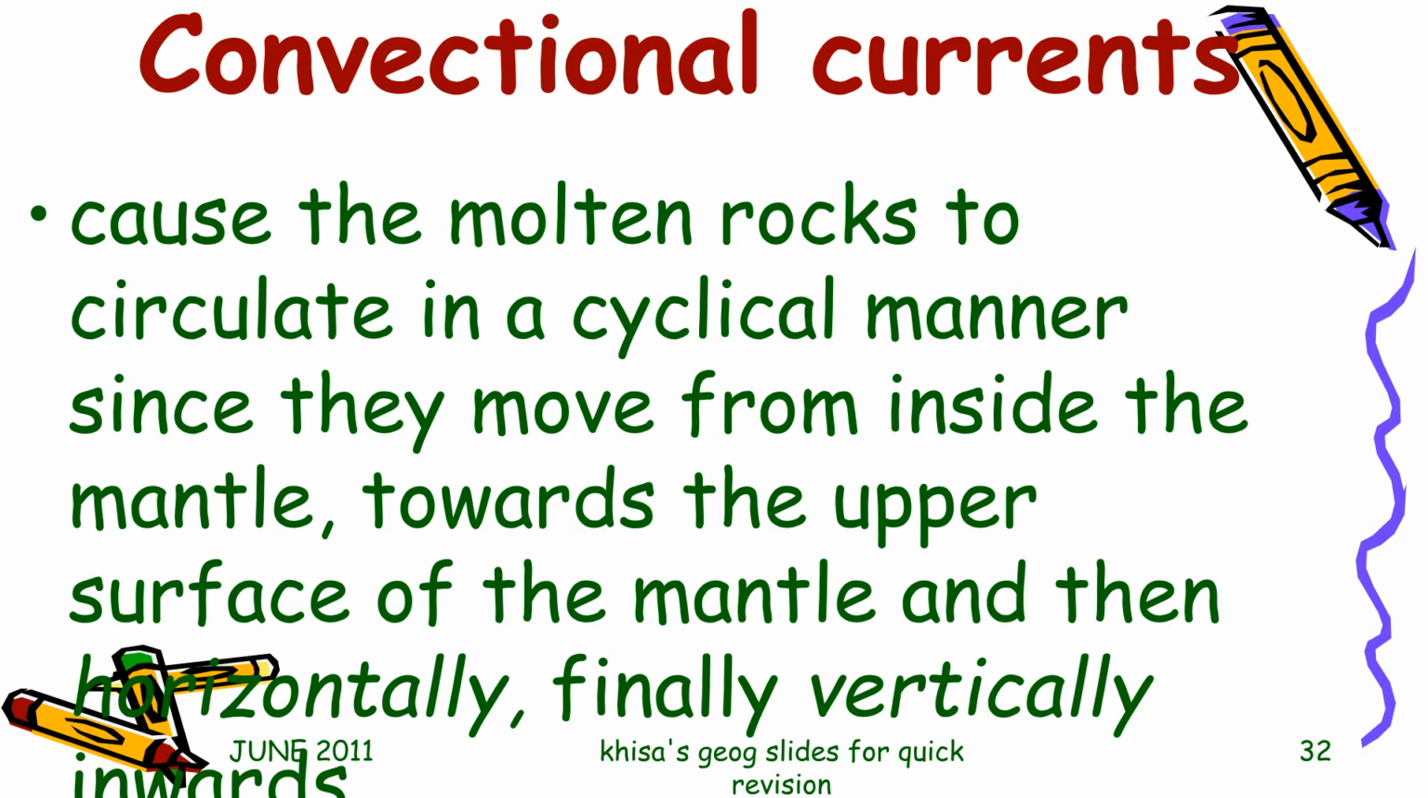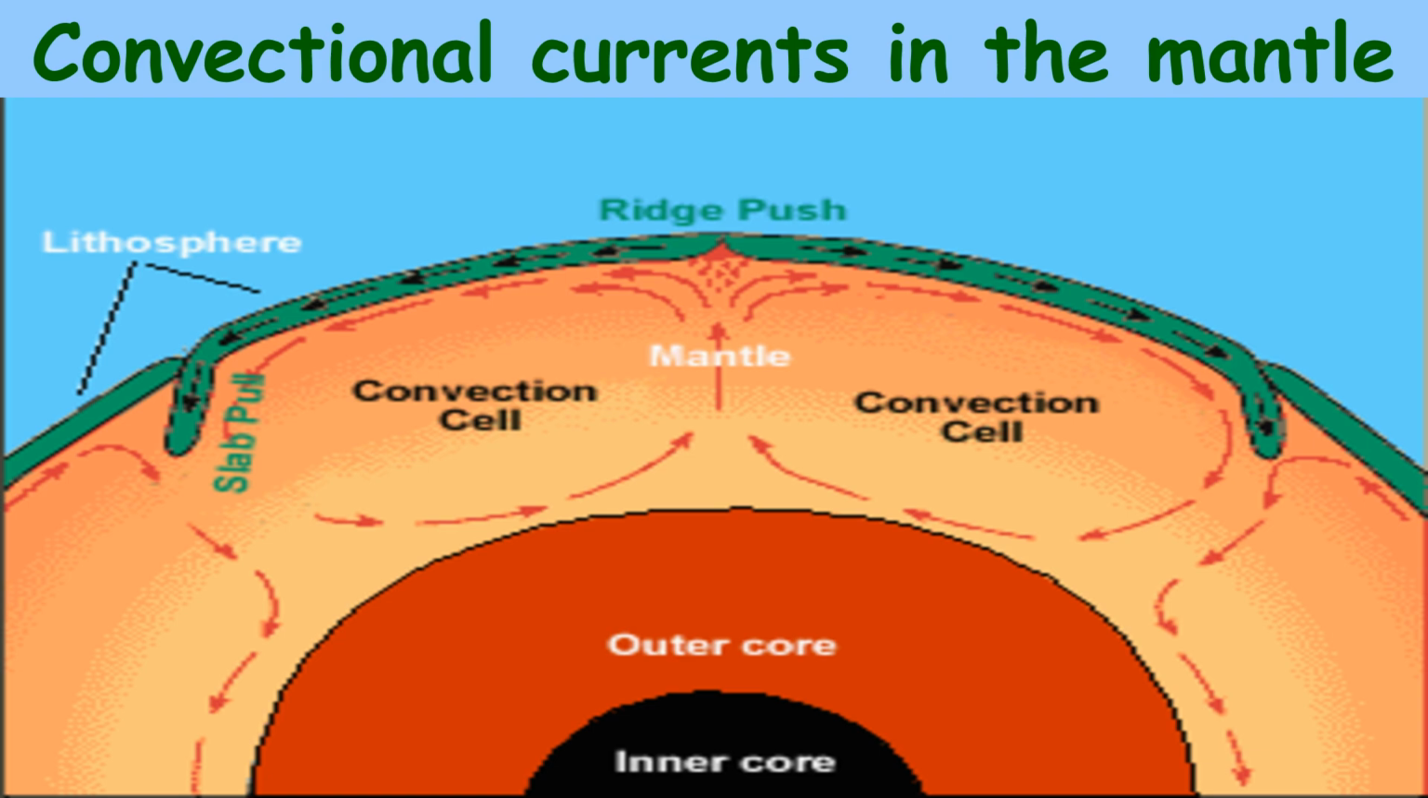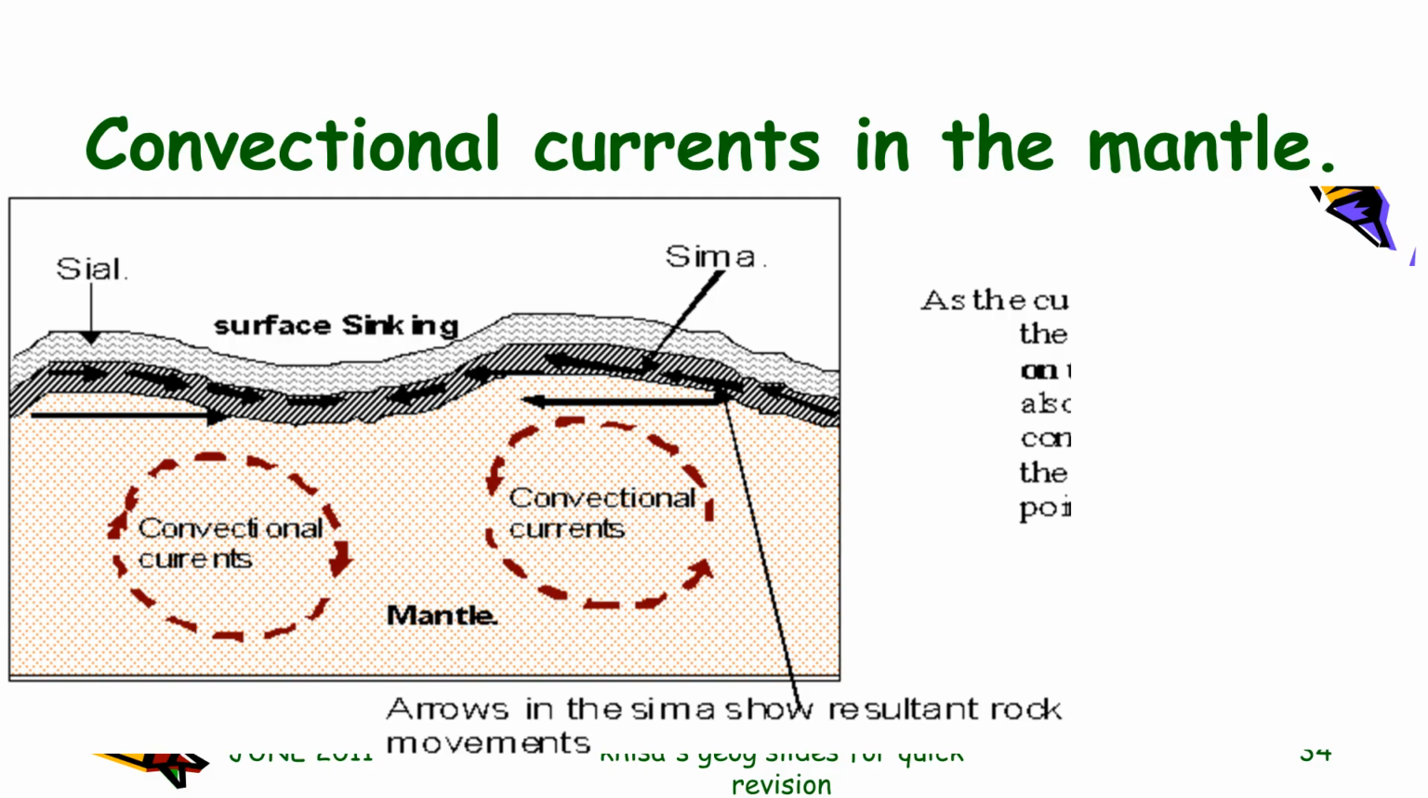Next, let's examine convectional currents. These currents circulate molten rocks cyclically within the mantle. They move inwards, towards the upper surface, then horizontally, and finally vertically inwards again. This diagram illustrates the convectional currents within the mantle, which drive significant Earth movements. Another illustration of convectional currents shows how the movement of molten material in the mantle influences the Earth's crust.